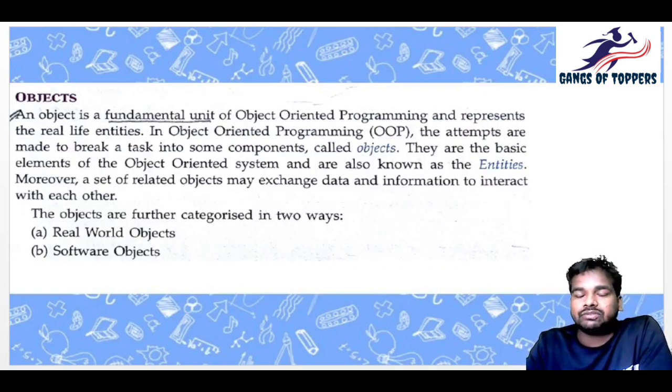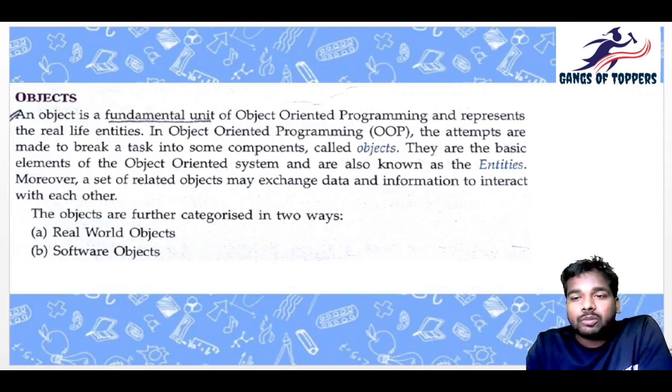What is object? The first topic is what is object? Object is a fundamental unit of object-oriented programming. So what is object-oriented programming? We have studied that object-oriented programming generally focuses on the data. Everybody knows that object-oriented programming includes C++ and Java. So in this session we will see how object is a fundamental unit of object-oriented programming.